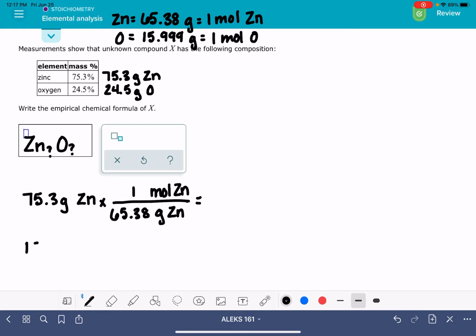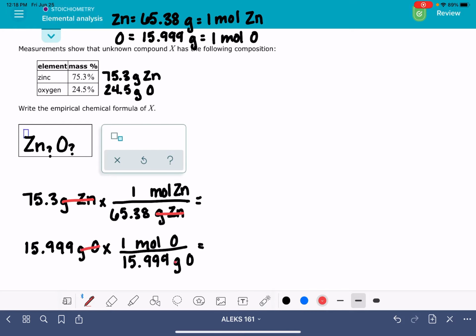We're going to do this for every single atom that we have the data for. I have 2 atoms, so I'm going to do this calculation 2 times, once for the zinc, once for the oxygen. If you have 3 atoms, you're going to need to do the calculation 3 times. The way we have this set up, grams are going to cancel for each of these atoms, and we're going to be left with units of moles. I'm going to do my math for the zinc. 75.3 divided by 65.38 gives me 1.152 moles of zinc. And I'm going to do the same thing for the oxygen, 15.999.